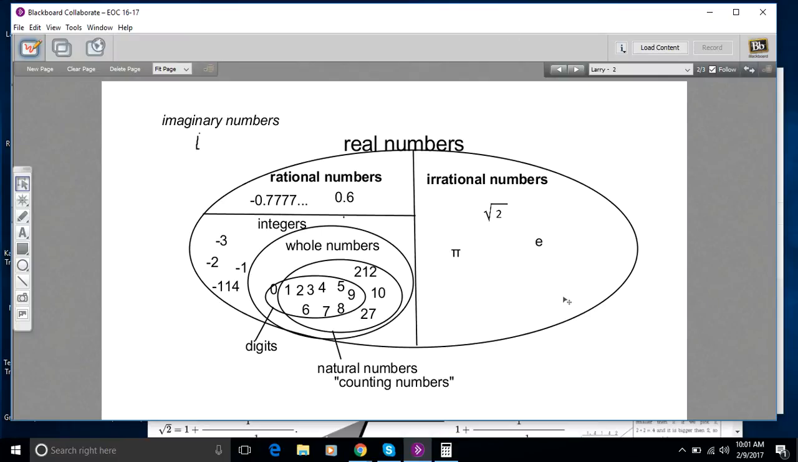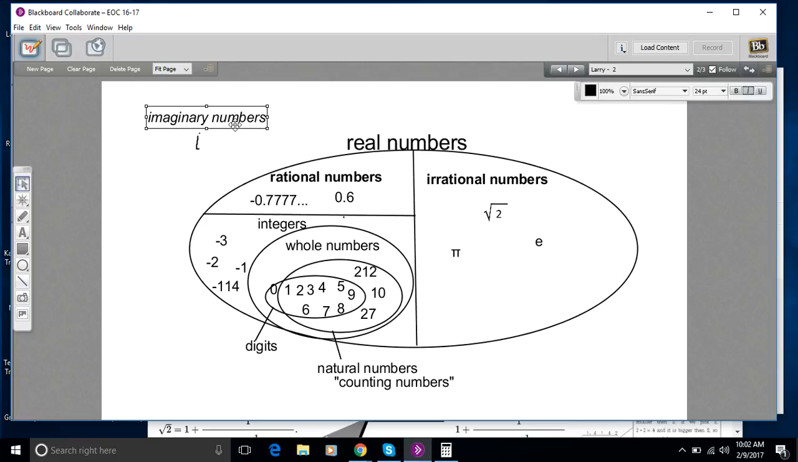Here we have the whole universe of numbers organized and classified. And we're going to do some problems that have to do with classifying numbers. This big oval right here represents all of the real numbers, numbers that are real. And we make this category because there are numbers floating around out here somewhere that are imaginary.